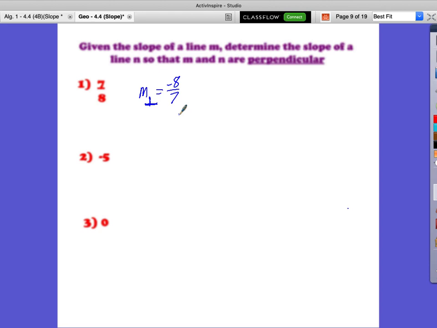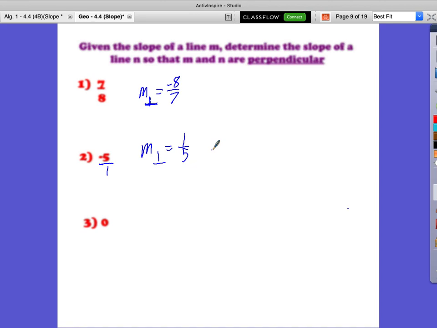Because it has to be the opposite sign as well. Say opposite reciprocal, because otherwise they wouldn't be perpendicular, if you can graph them. Okay. What would I do in number 2? If the slope is a negative 5, what would the perpendicular slope be, Kevin? 1 over 5. Very good. Negative 5 is secretly negative 5 over 1. Flip it and change the sign.